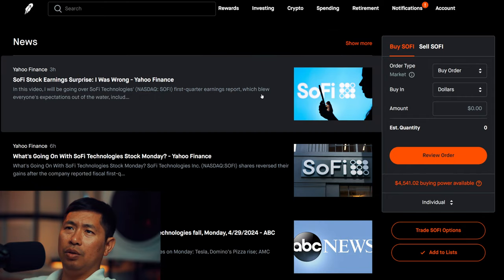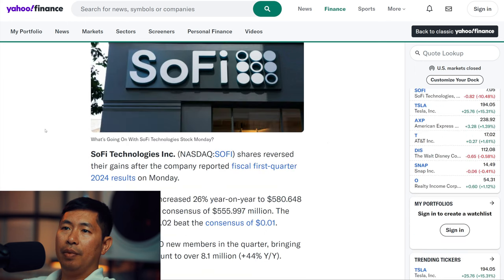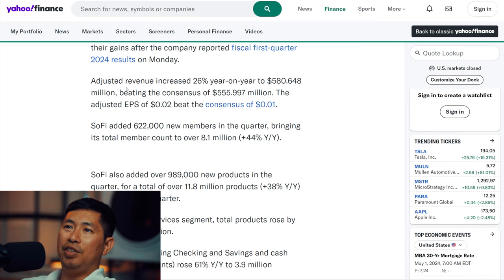I believe there's an article. Let's read this article from Yahoo Finance. What's going on with SoFi Technology stock Monday? SoFi Technologies shares reversed their gains after the company reported fiscal first quarter 2024 results on Monday. Adjusted revenue increased 26% year on year to $580.648 million, beating the consensus of $555.997 million. The adjusted EPS of 2 cents beat the consensus of 1 cent.